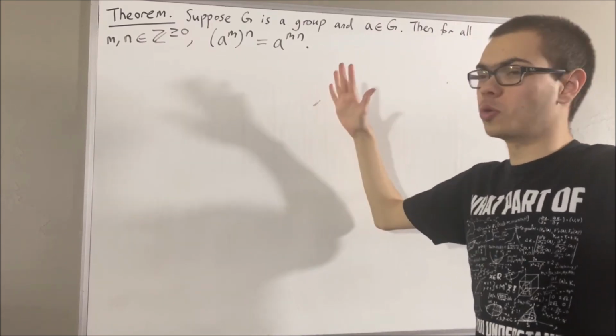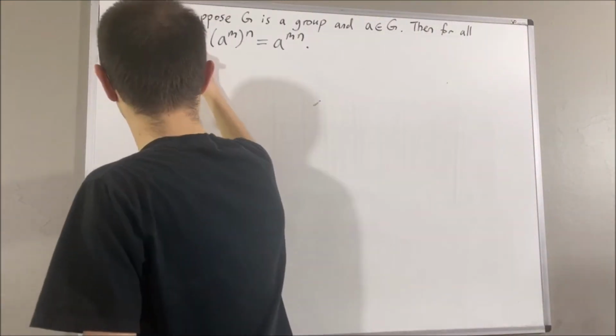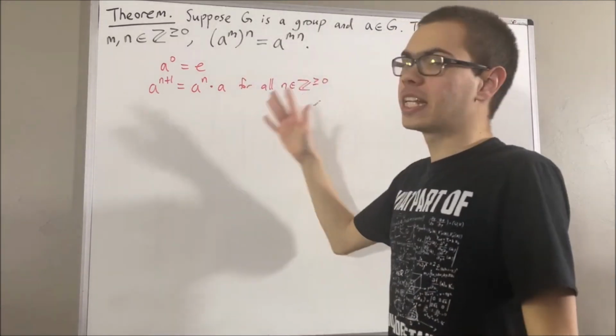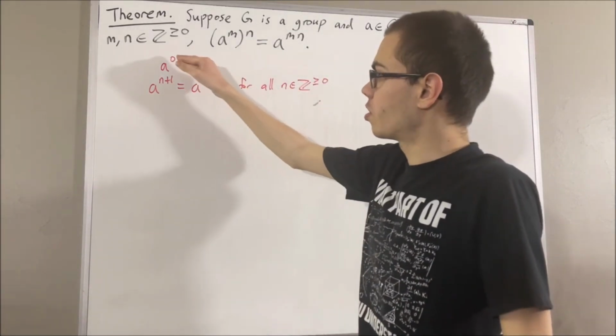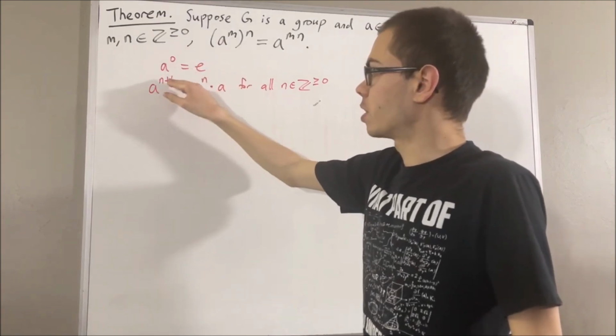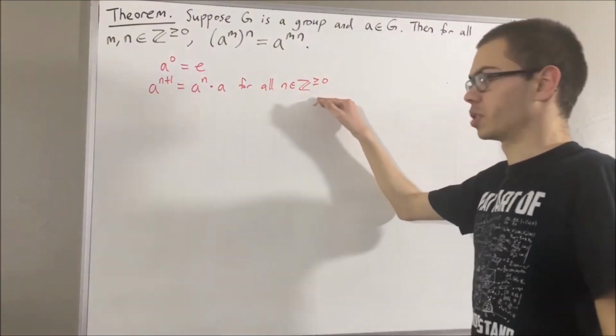Now, in regards to elements of a group, we define exponentiation as follows. If a is any group element, then a to the 0 is equal to the identity element of the group, and a to the n plus 1 is equal to a to the n times a, for all integers n greater than or equal to 0.